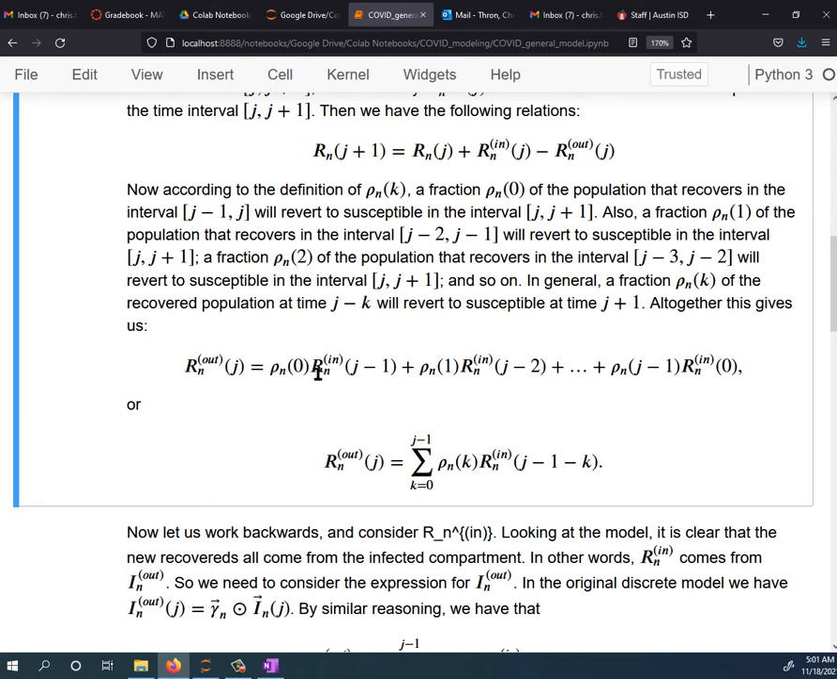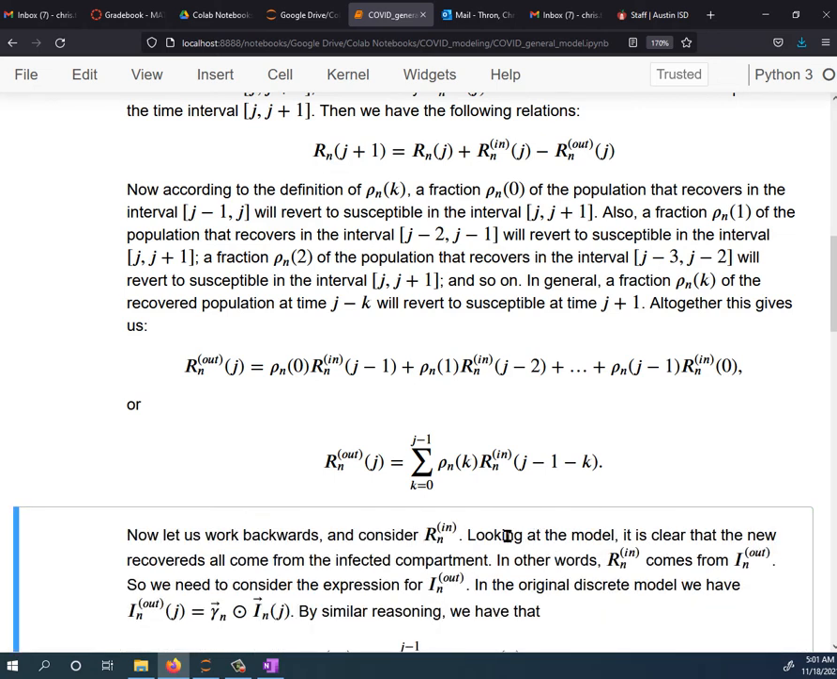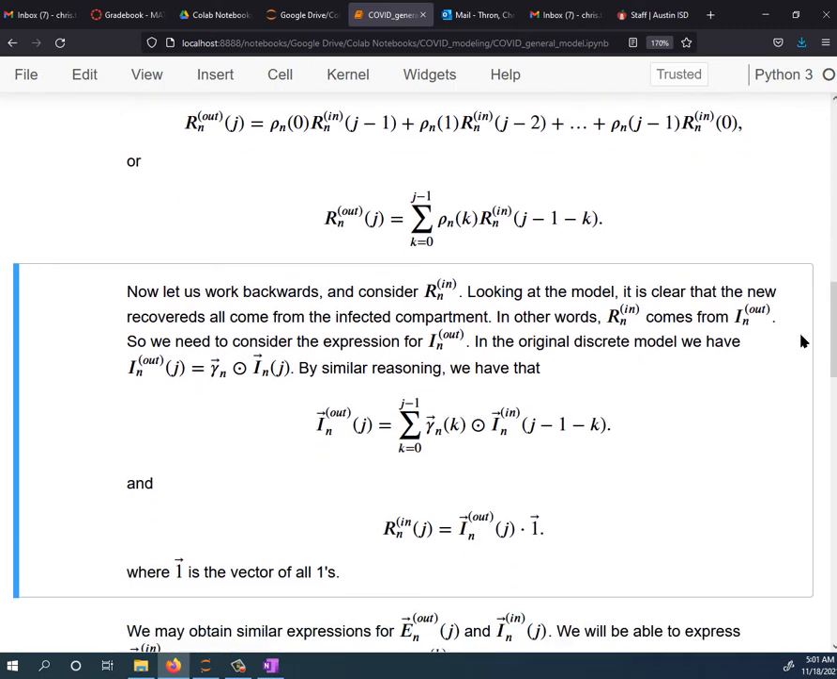Now we have R out. You can see R out depends on R in, so we're going to have to work backwards and consider R in. Where does R in come from? Here, let's fix this. Where does R in come from? Well, remember, R in comes from the infected who recover. So R in is the same as I out.